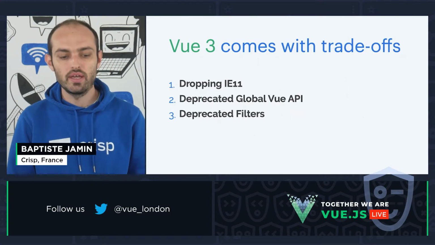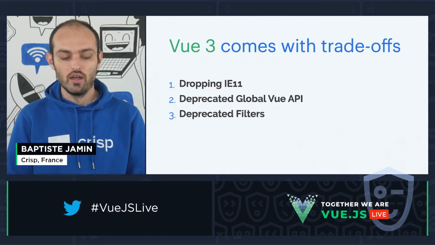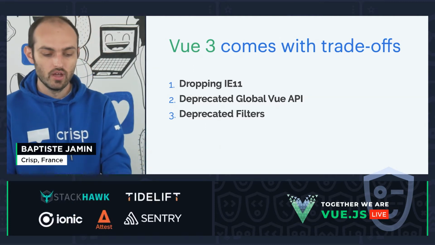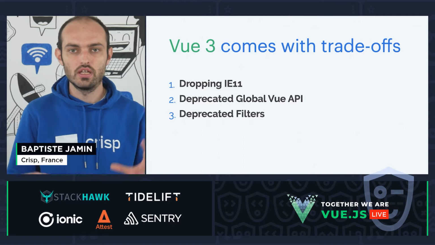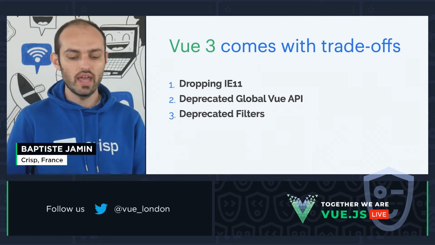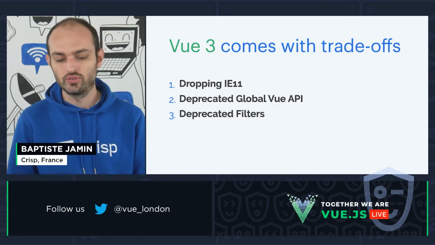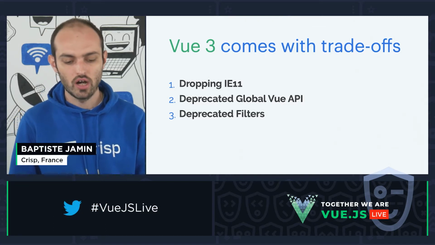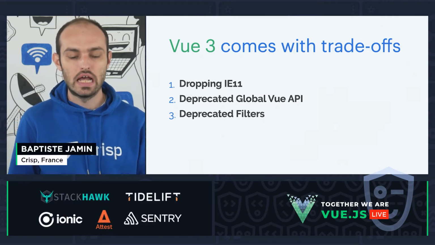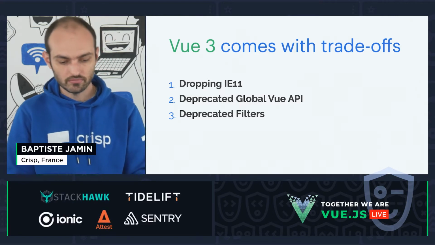But obviously Vue 3 comes with some trade-offs. The main one is dropping IE 11. But to be honest, nowadays it's not a big deal. For instance, for an app like Crisp, we had around 0.1% of companies using IE 11. So it's not a big deal to drop IE 11.